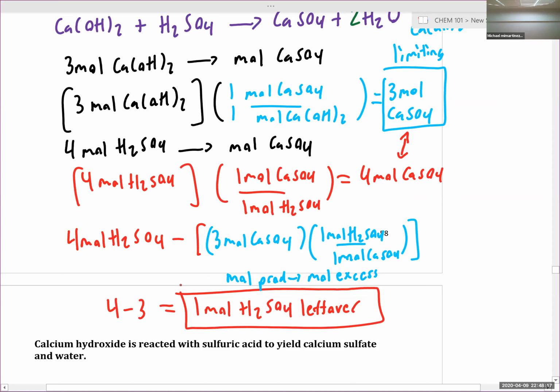Does this process make sense? Do we understand the idea and logic behind it? So to calculate the amount of excess reactant remaining, you take the moles of product, you convert it back to moles of excess reactant using our stoichiometry. Is everyone comfortable with this example? Any questions on limiting reactants?